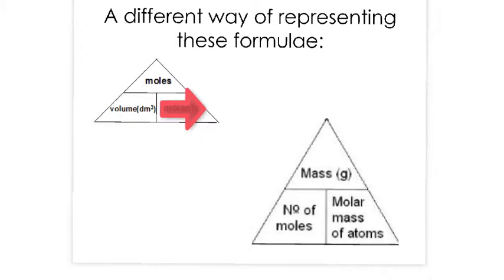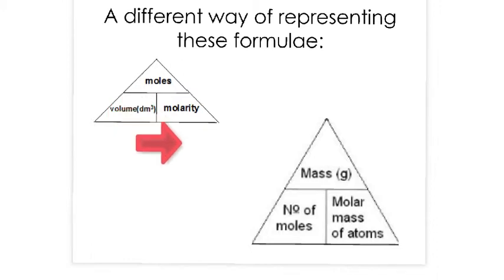If we wanted to work out the moles, we'd cover up the moles, and then because there's a vertical line between the volume and the molarity, that becomes times. So the number of moles would then be volume times by molarity. And then lastly, if we wanted the volume, it would be the moles divided by the molarity, because they're separated by a horizontal line.